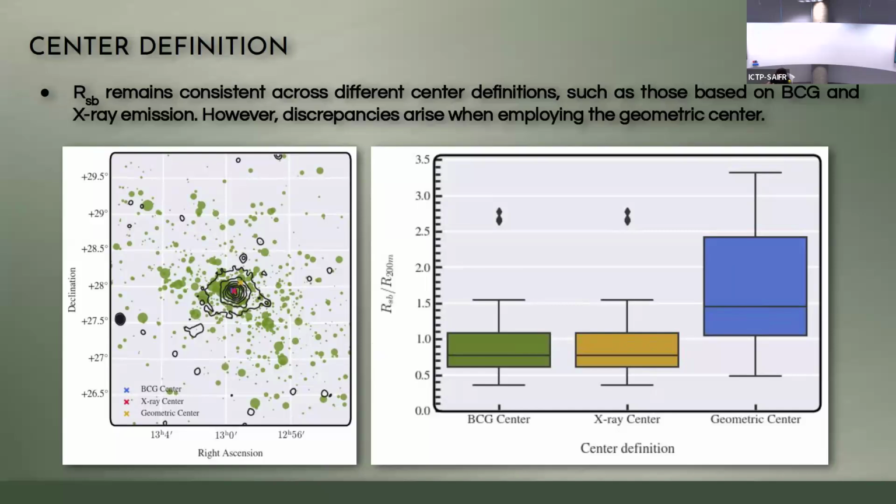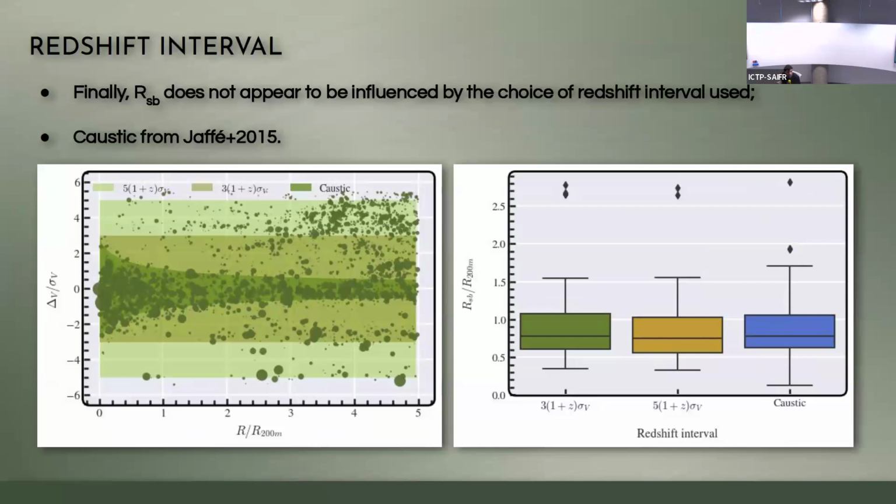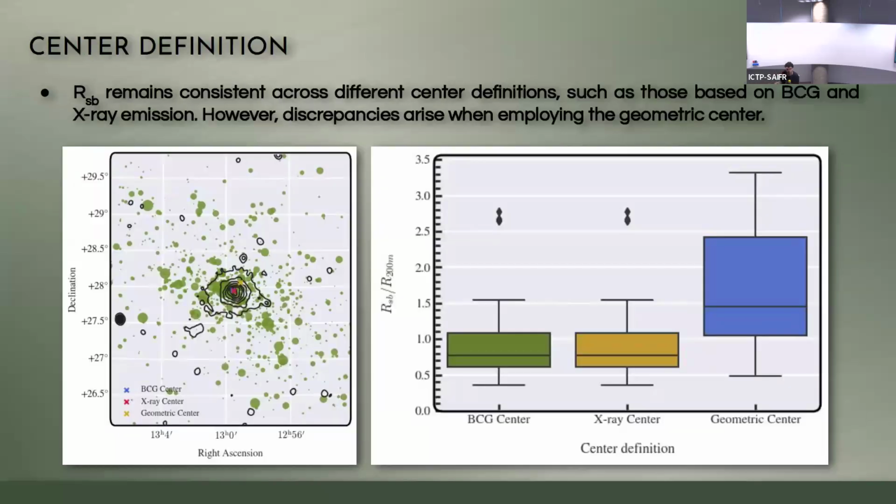In the end of the day, Lucas, I don't think this is a problem, because we'll always be able to use the X-ray center after eROSITA data. I don't know if you are aware, but there's a survey by a German-Russian satellite called eROSITA that is mapping the whole sky in X-rays.